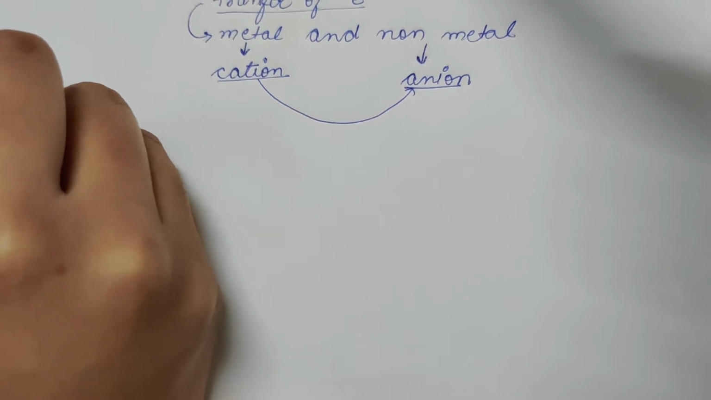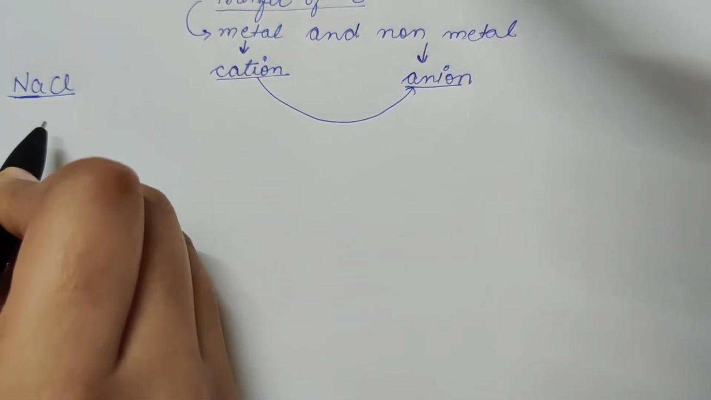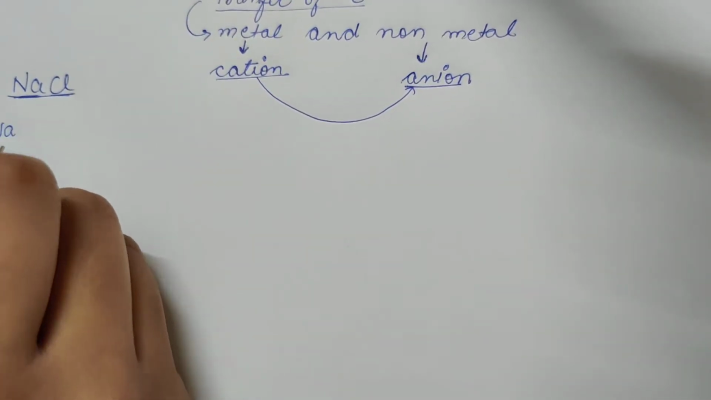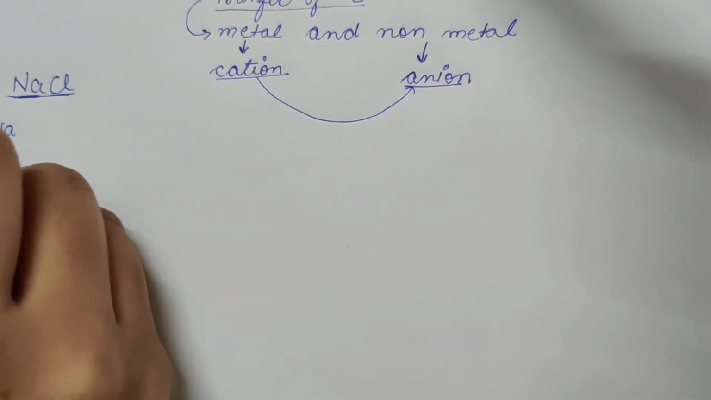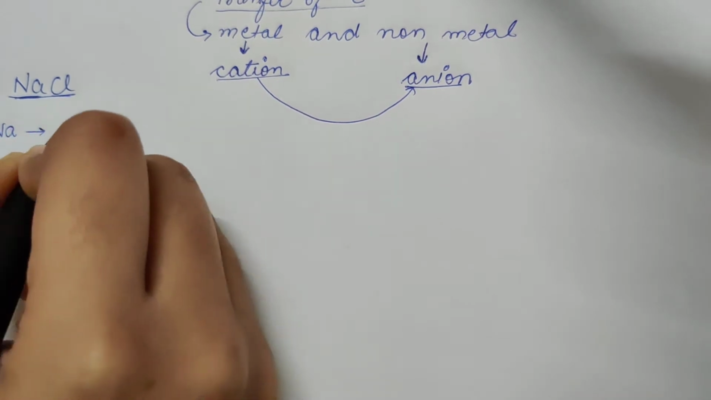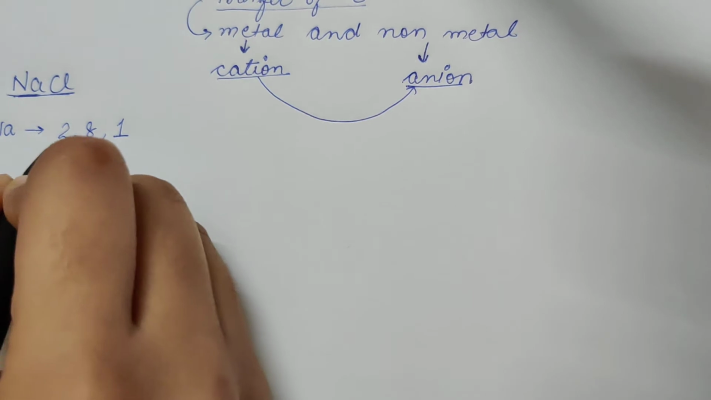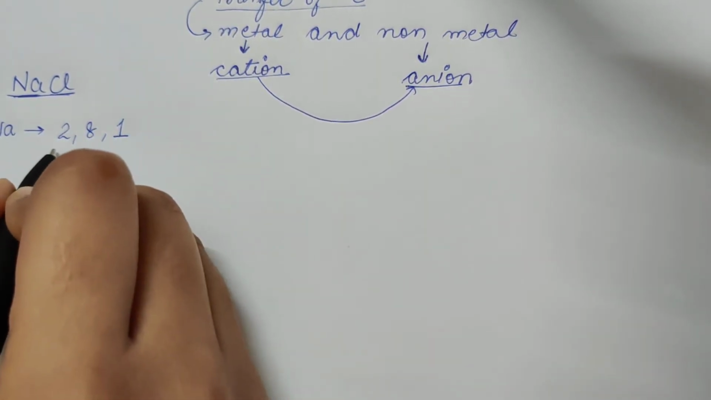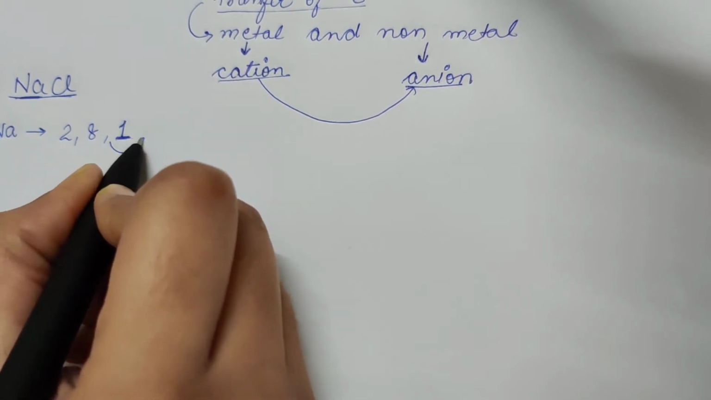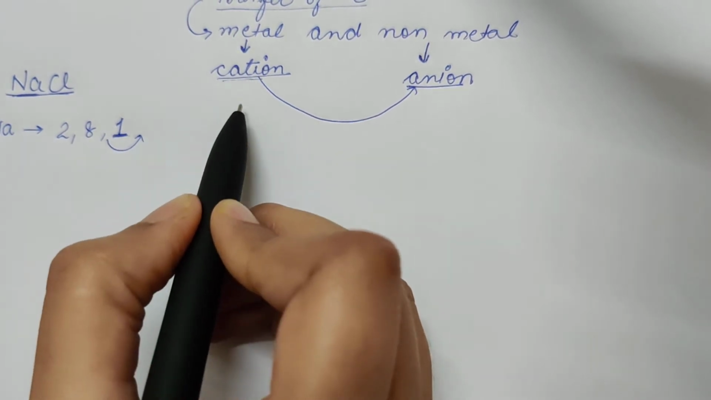So now let us see how the ionic compound is formed, and for that let us study our first example, NaCl. In this, sodium is a metal and chlorine is a non-metal. First of all, let us see how it will form the cation. The atomic number is 11 and the electronic configuration is 2 8 1, and we know sodium can acquire the stable electronic configuration after it loses one electron. So one electron is lost and sodium will form a positively charged ion, which is called a cation.